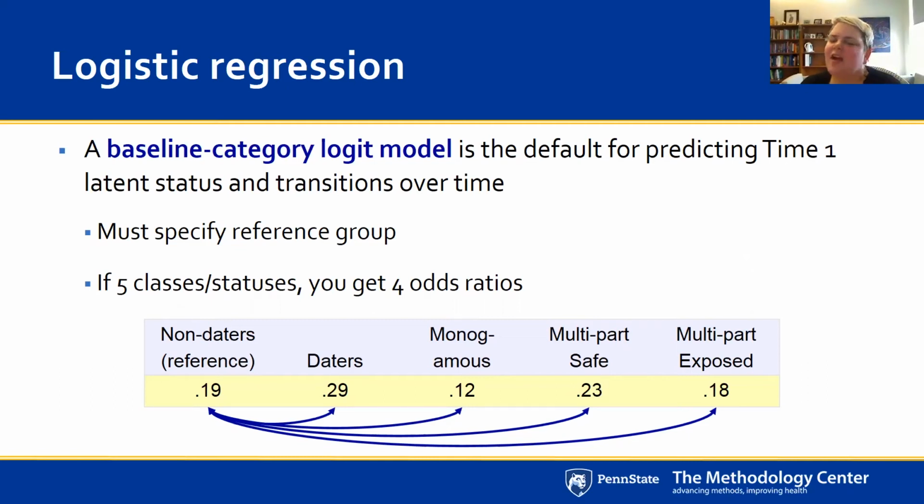and transitions over time. Because it's baseline category, you have to specify a reference group. In our case, we have 5 latent classes, and we pick one of them as our reference group. In this case, let's just take non-daters. And so what you get are 4 odds ratios representing the effect of a covariate on membership in any of the 4 target latent classes compared to that reference class of non-daters. And so what you can see here is we have daters compared to non-daters, monogamous compared to non-daters, multi-partner safe compared to non-daters, and then of course multi-partner exposed compared to non-daters.